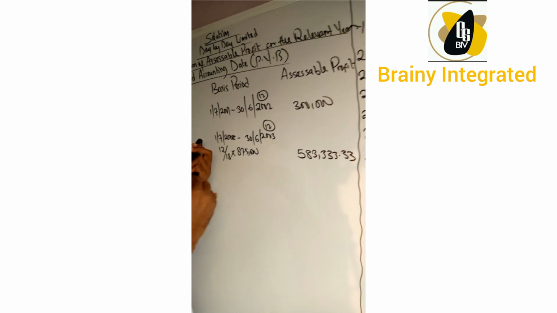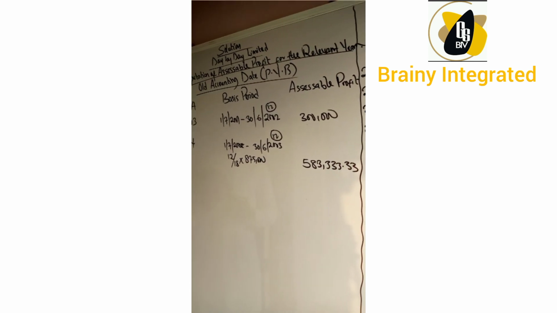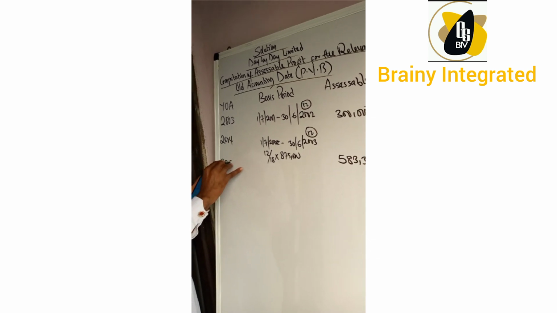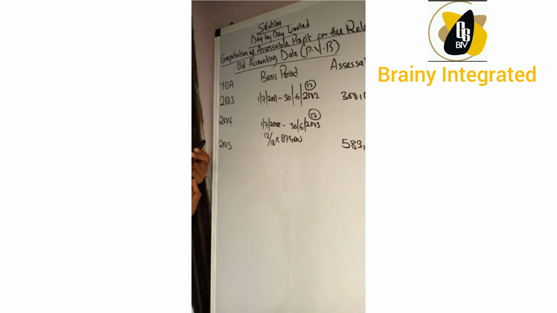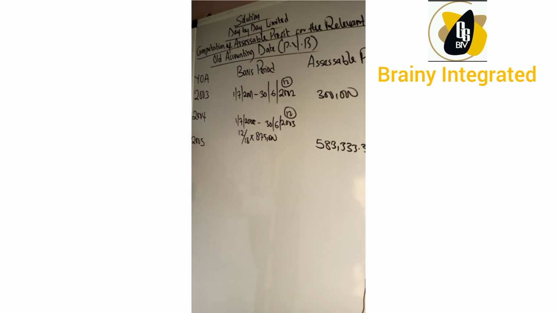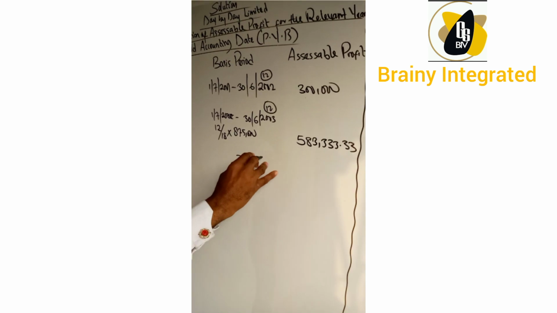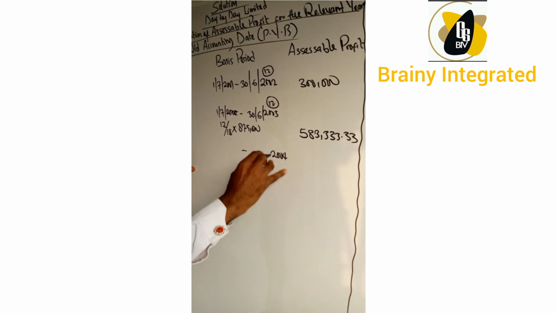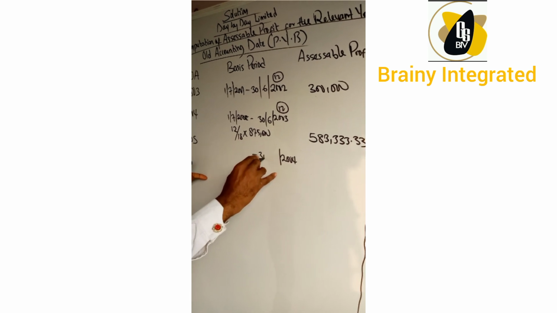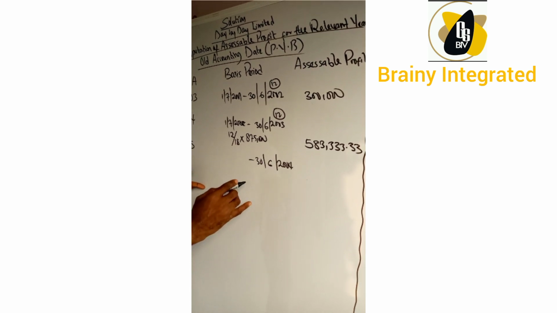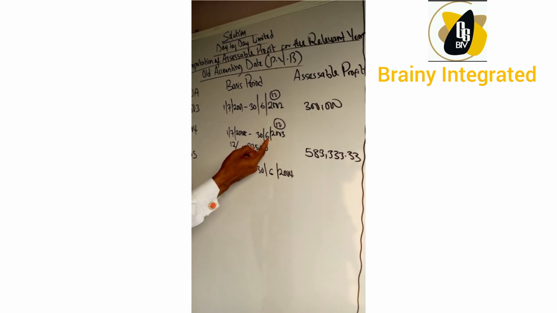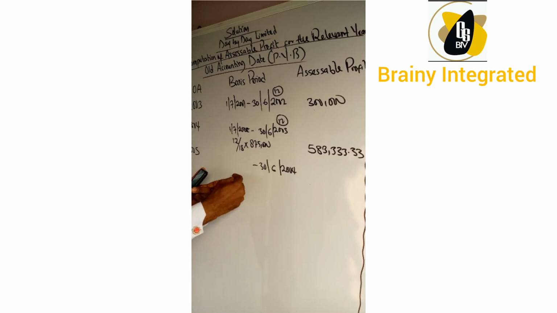That's 583,333.33. Okay, so that is that. The next year of assessment is 2005. The preceding year of 2005 is what? It is 2004. So you bring it here first. What was the old accounting year end? 30th June. Okay, so either we continue from here or we count 12 months backward.